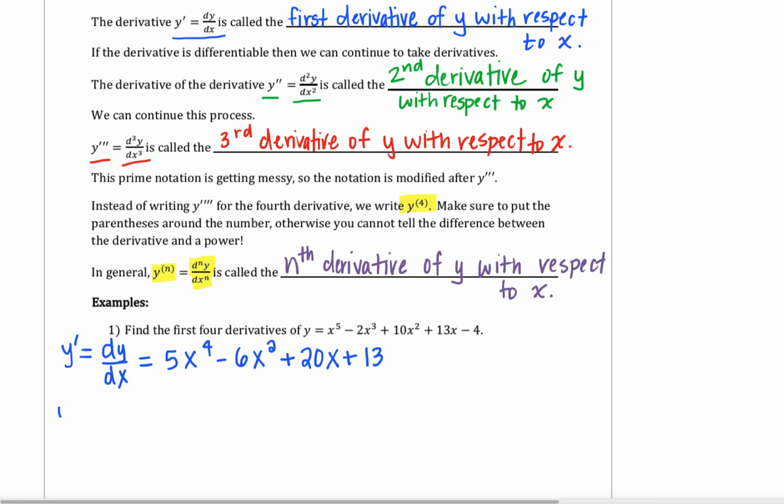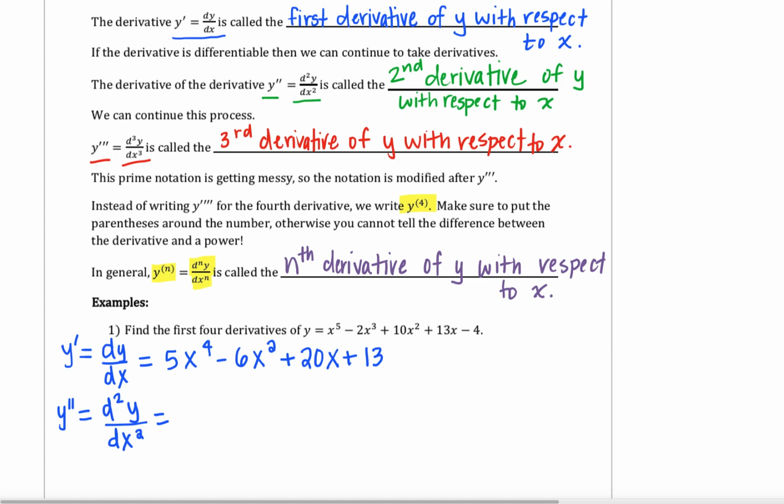Now, if we want to find the second derivative, I'm now going to differentiate the first derivative. Using prime notation, that would be y double prime, or using the operator notation, it's the second derivative of y with respect to x. And I'm going to just differentiate our y prime.